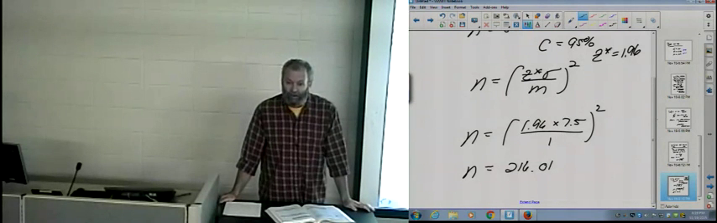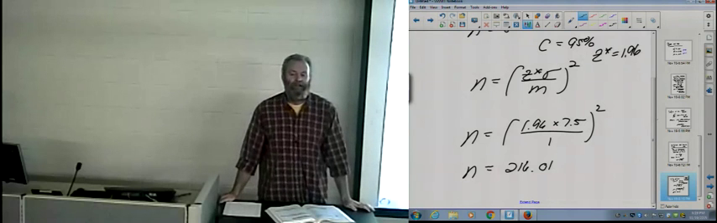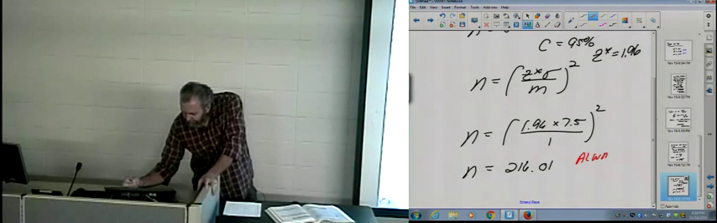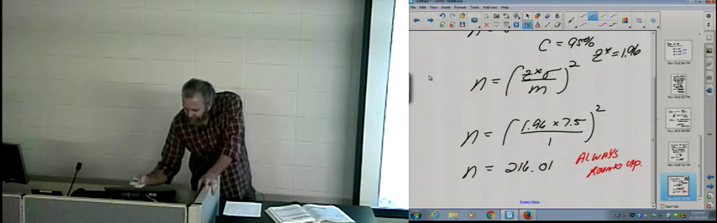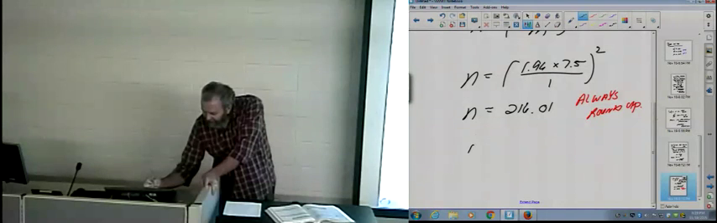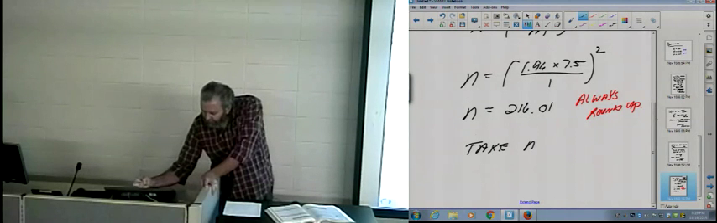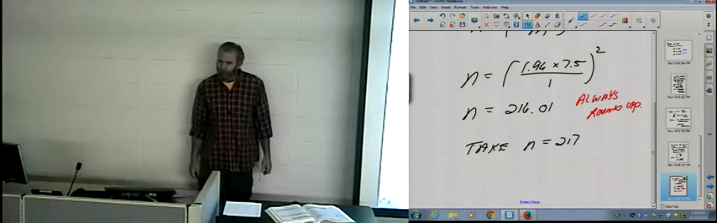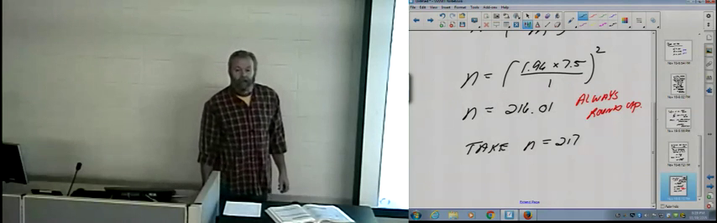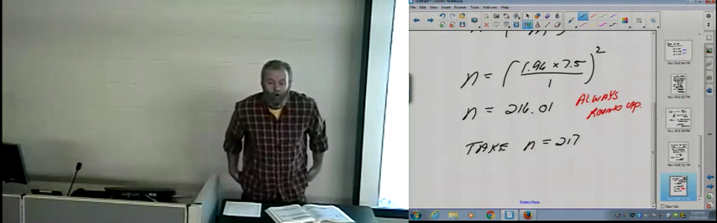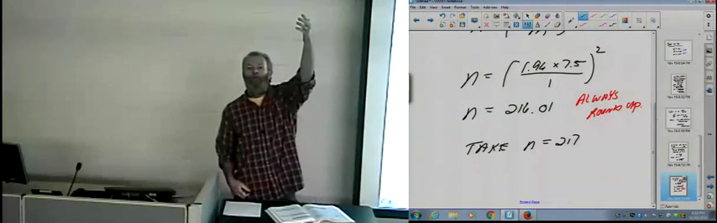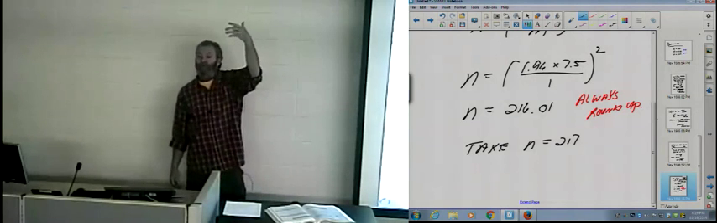Now, since we're doing the sample size here, we always round up. So what we're going to do here is n equals 217. Don't chop those pieces off. Don't make that 216. Here's the reason why. If we always round up, we're using a little bit larger sample size than we needed, right? We went to the next whole number up. Even at 0.01, I went to 217.